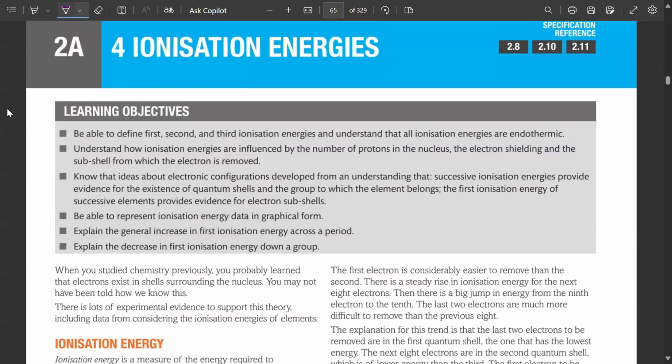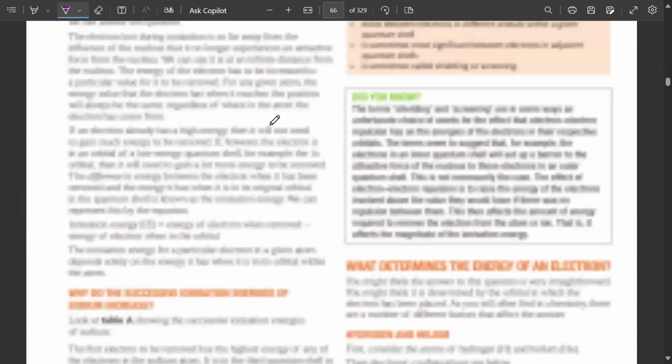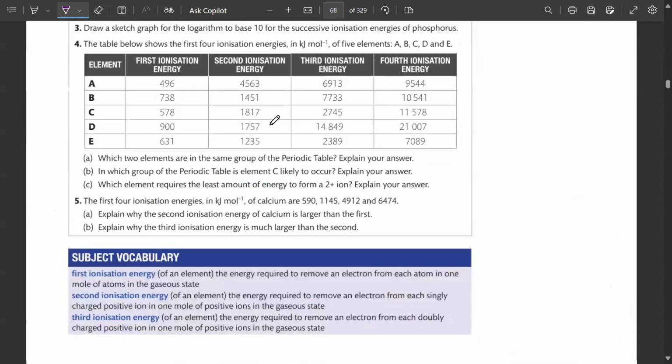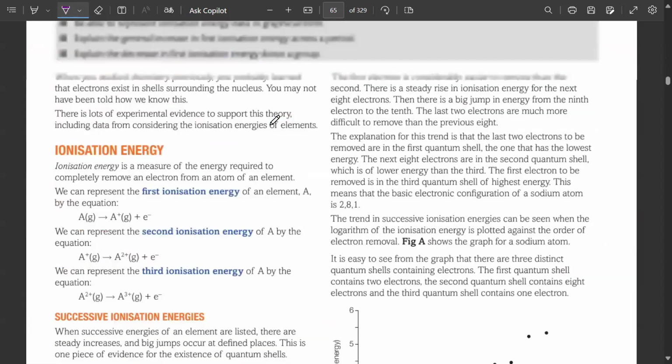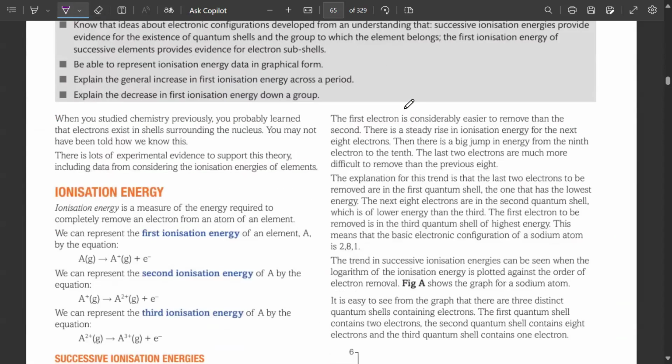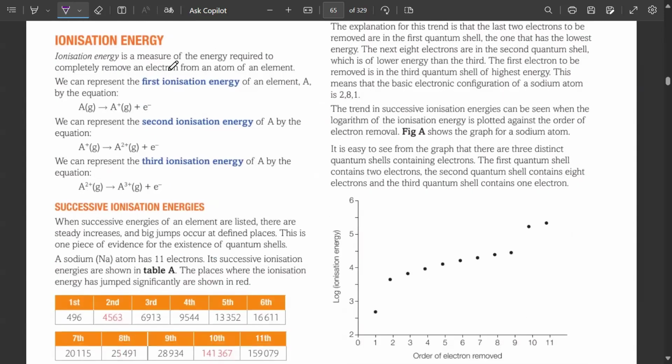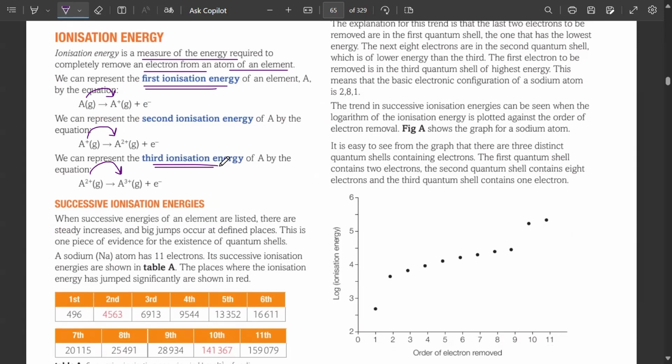Next we have ionization energy. Can you tell me what are ionization energies? I guess energy released when ionization takes place. The energy needed to remove an electron. For example, ionization energy is a measure of the energy required to completely remove an electron from an atom of an element. And we can represent the first ionization energy like this. A to A plus is the first ionization energy, A plus to A2 plus is the second, and A2 plus to A3 plus is the third ionization energy needed to remove an electron.